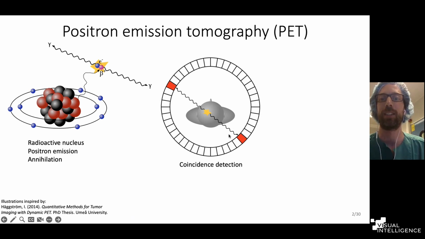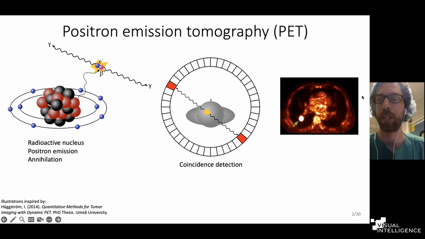If 2 detectors in this ring are activated at the same time, you know that somewhere along this line there was an emission of these photons. So when you have millions of these events per second, you can reconstruct the distribution of the injected radioactive compound in the patient's body. So, for example, here you see a lung cancer where the tumor has taken up a lot of this tracer.